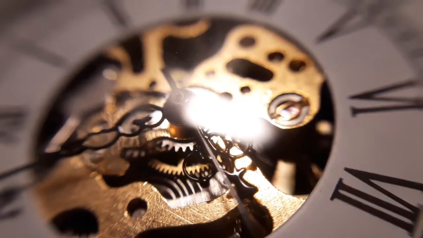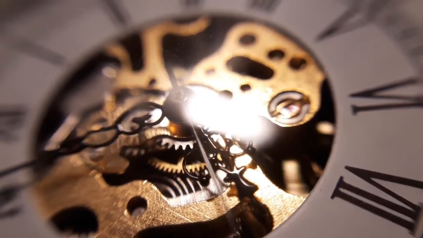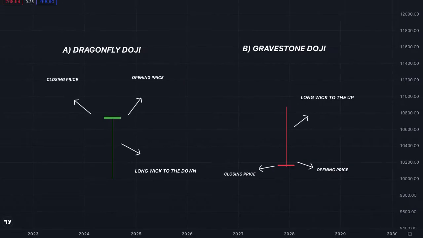But there are 2 types of Doji candle you need to take into consideration, which are the Dragonfly Doji and the Gravestone Doji. The Dragonfly Doji has a long wick to the down while a tiny body to the up. This shows a bullish signal. So when you see this at your demand point of interest, you need to take it into consideration.